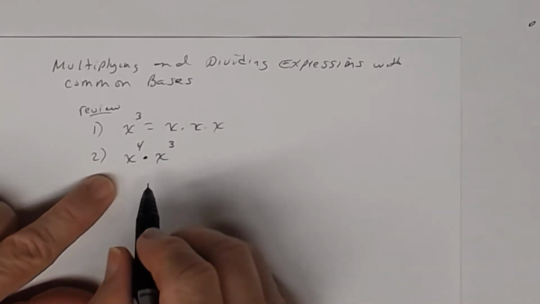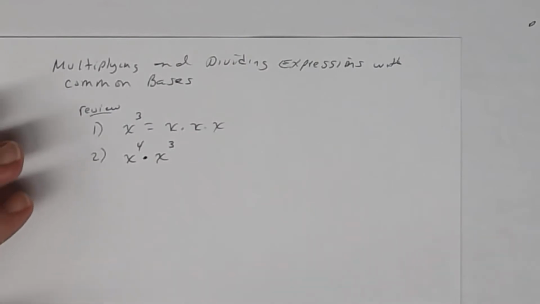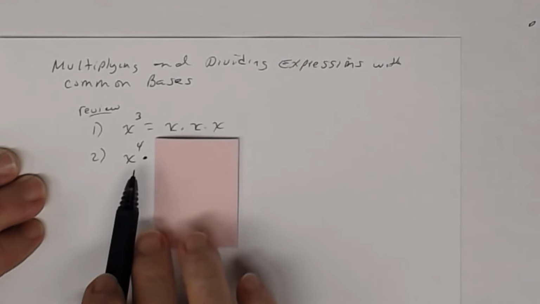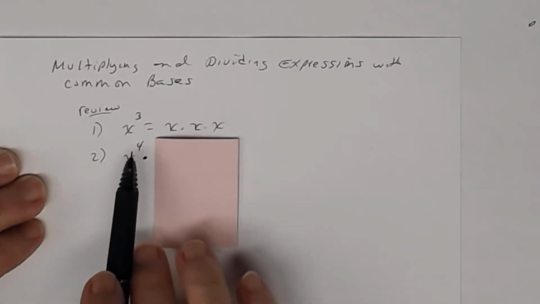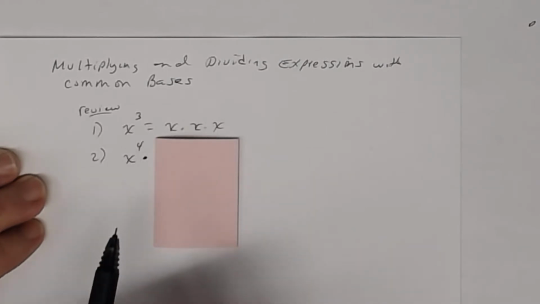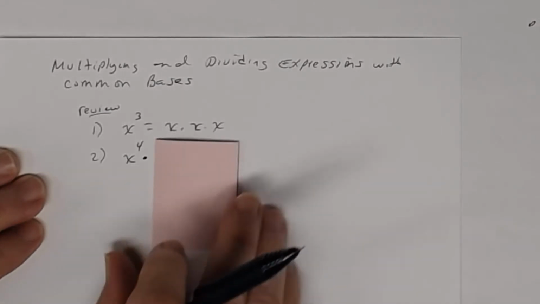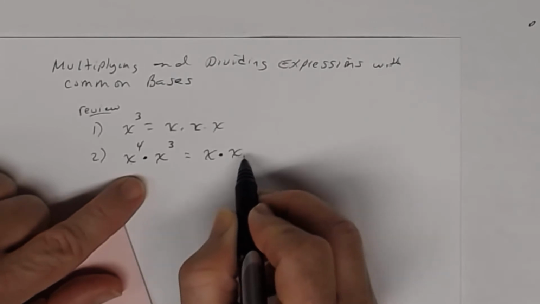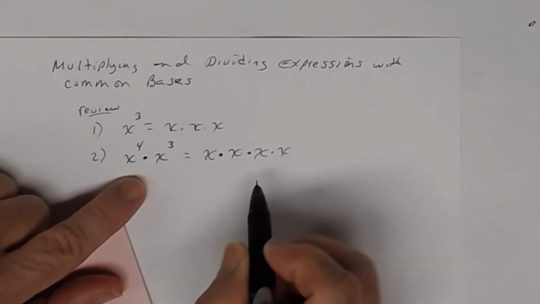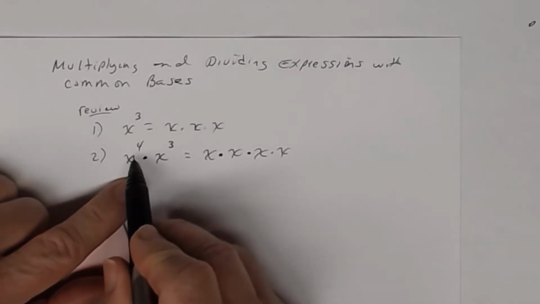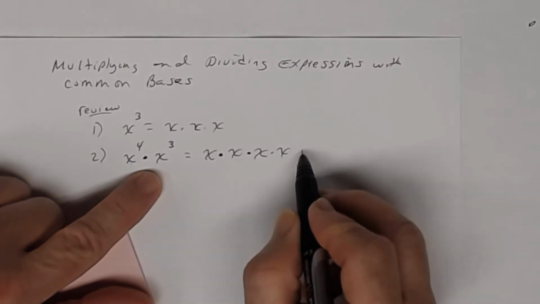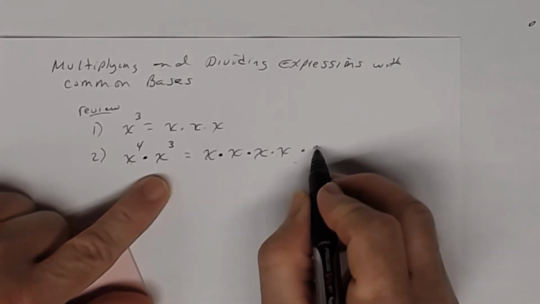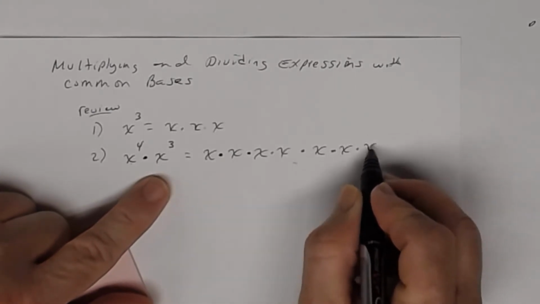Well, let's think about what that means. If I cover up, let's say, this part here, what that x to the fourth means is that same idea. I'm taking the base x and I'm multiplying it by itself 4 times, right? So I have x times x times x times x. So that part, 4 factors of x, is here. But I'm also multiplying it by 3 factors of x. So x times x times x.